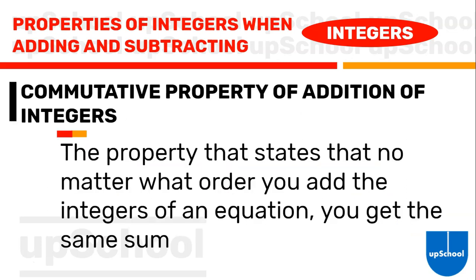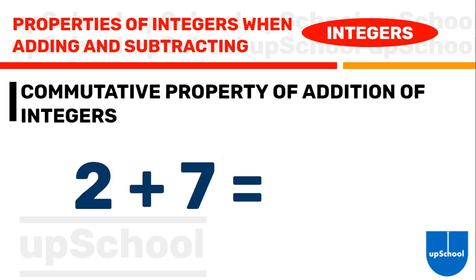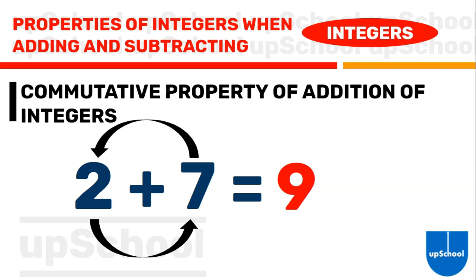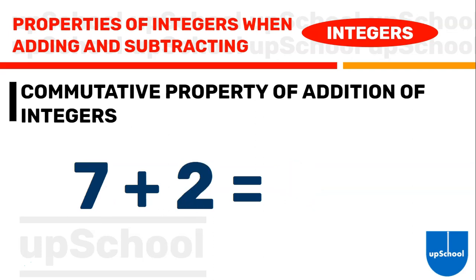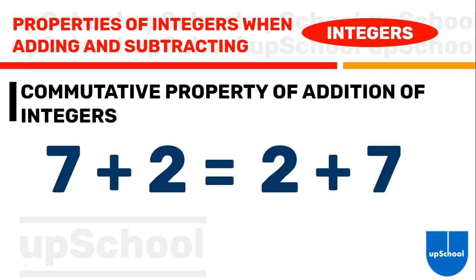So now let's learn about the commutative property of addition of integers. This property states that no matter what order you add the integers of an equation, you get the same sum. What do I mean by this? Suppose you're doing 2 plus 7. 2 plus 7 is equal to 9, right? So let's swap the numbers in this equation. We change the position. We swap the order of the numbers so that now they're in a different order. So from 2 plus 7, we change it to 7 plus 2. 7 plus 2 is equal to 9.